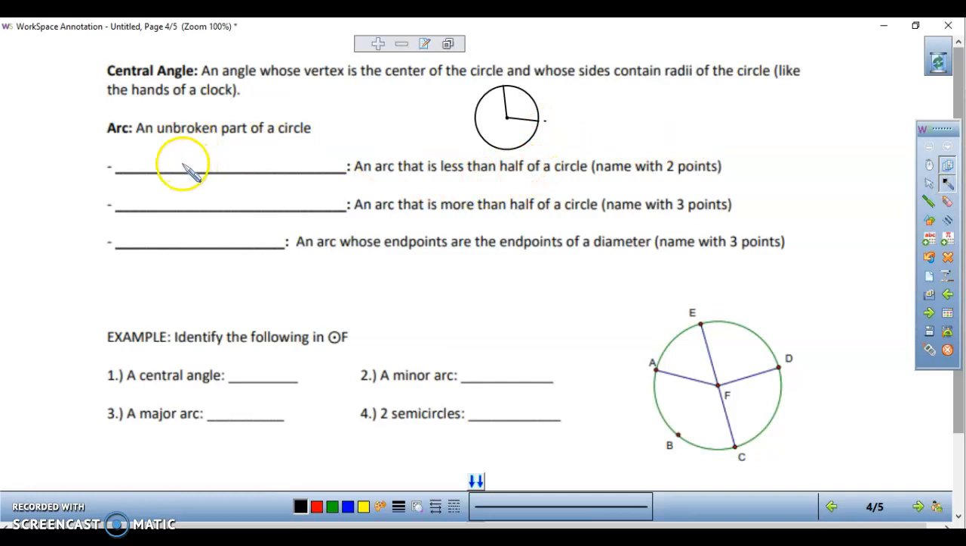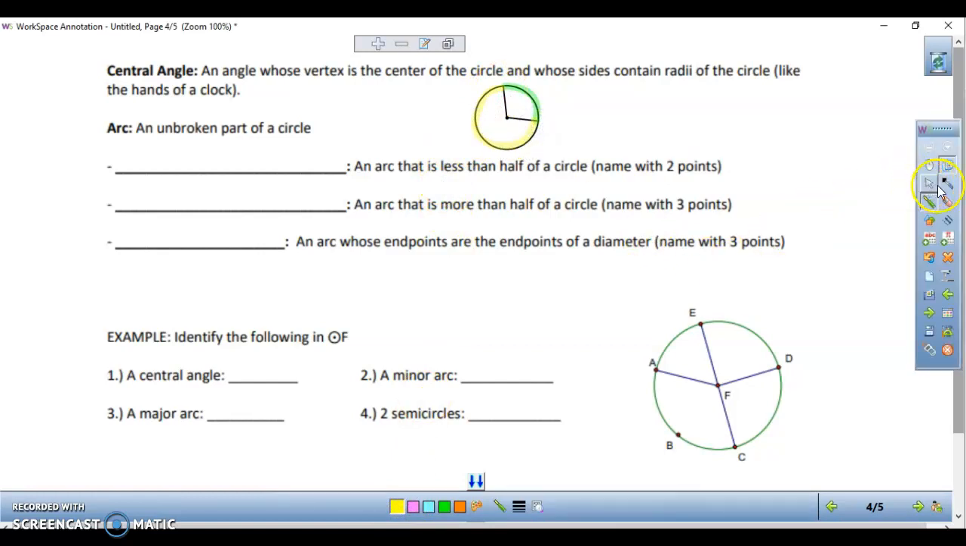All right, then arcs. So arcs are part of the circle. So check this out. When I say the circle, I'm talking about all these points. Remember, the circle is the set of all these points. That's a circle. Now an arc is an unbroken part of a circle. So for instance, this would be an arc. All right? Or maybe this would be an arc.